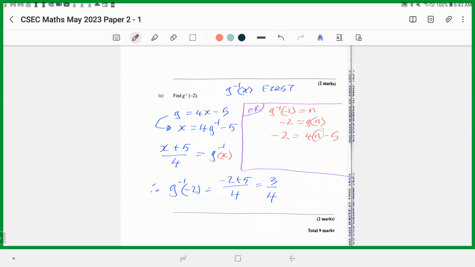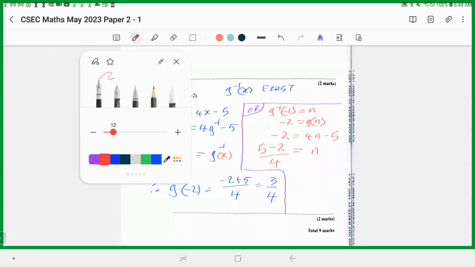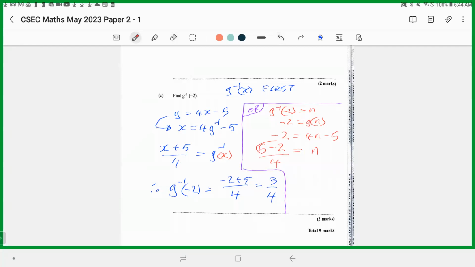So to find n, I would carry over the 5 and then divide by the 4. So n would be equal to, carry over the 5 becomes +5, minus 2, divided by this 4. And this will be 3 over 4, just the same. So you get n equals 3 over 4, which is the same answer that we have here. So that's another way we could do it without actually finding g inverse first.